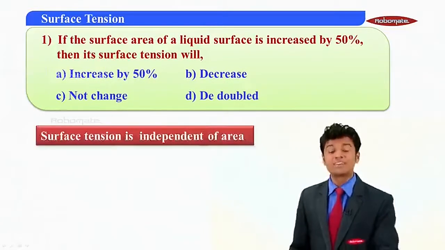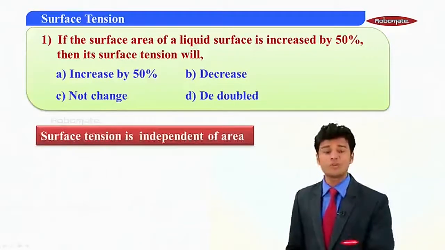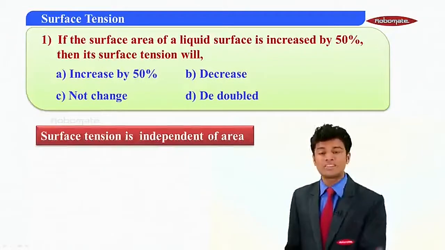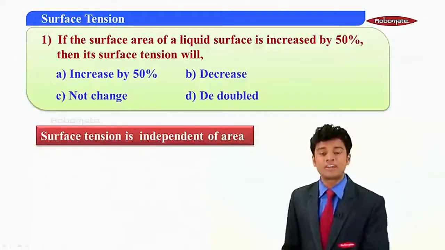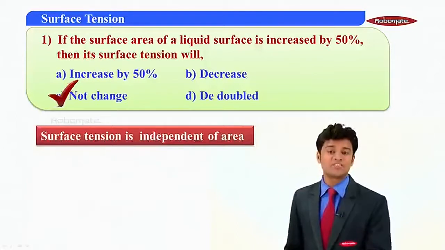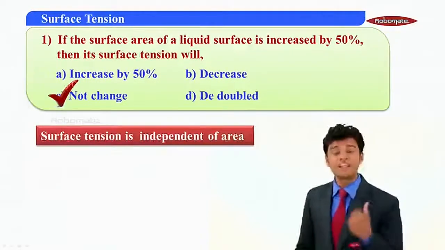Class, we know that surface tension is independent of area. So even if you increase the area by 50%, 70%, 100%, or you decrease the area, it does not affect the surface tension of the liquid. So in this question, the answer would be the surface tension value does not change as it is independent of area.